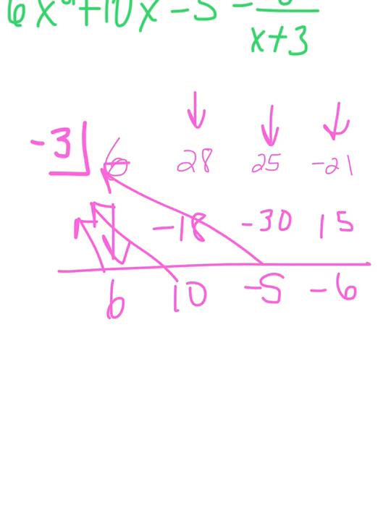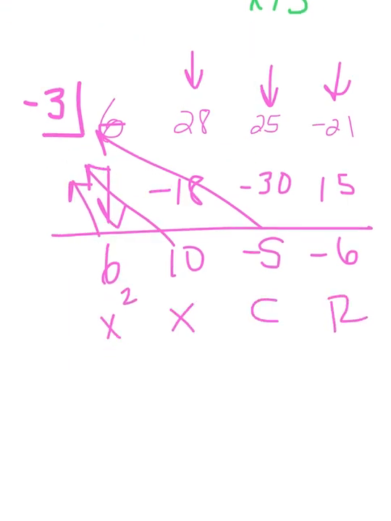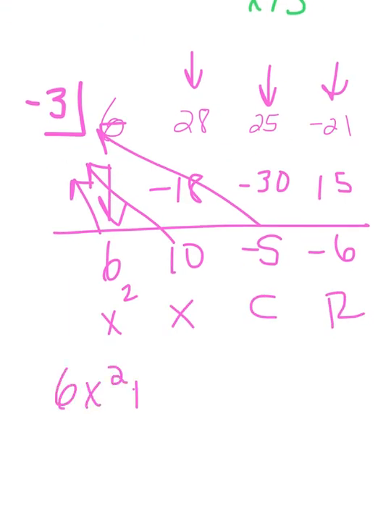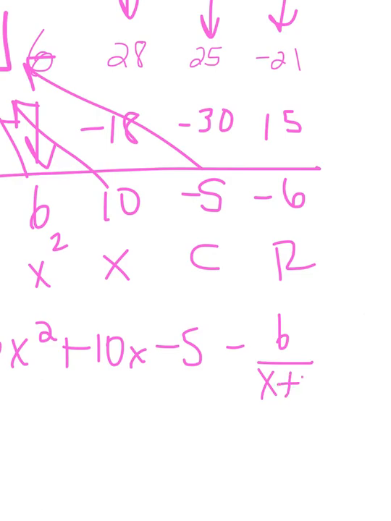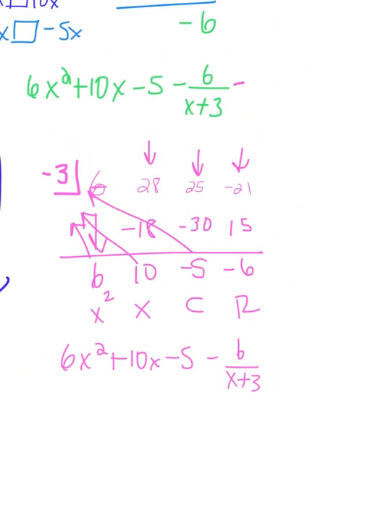So, since I started off with x cubed, my answer starts off with x squared, x, constant, remainder. I would say 6x squared plus 10x minus 5 minus 6 over x plus 3. Is that what I got? Yes. So that's a way that you could check to see if you did it correctly.